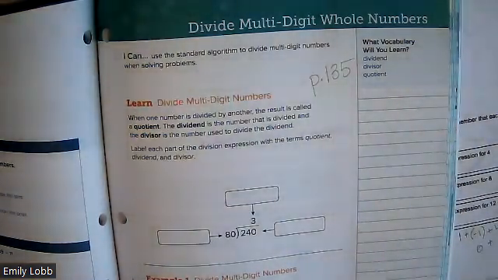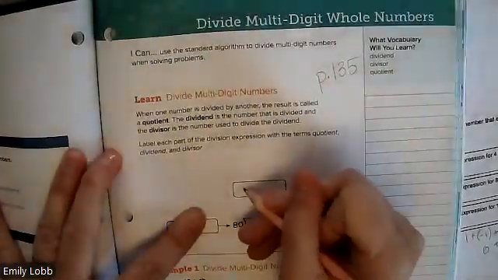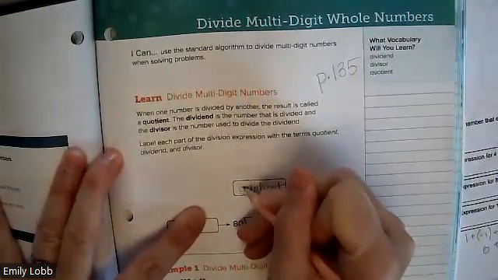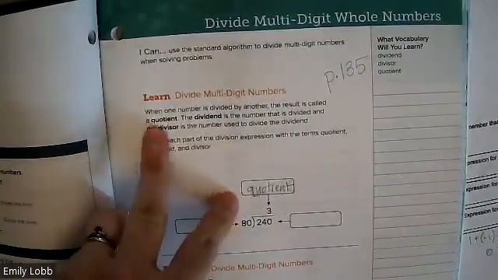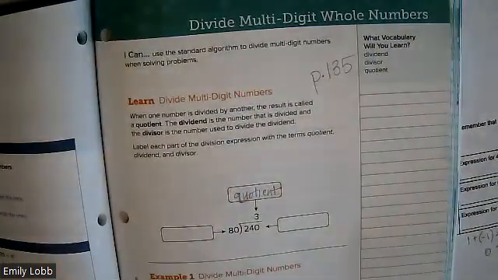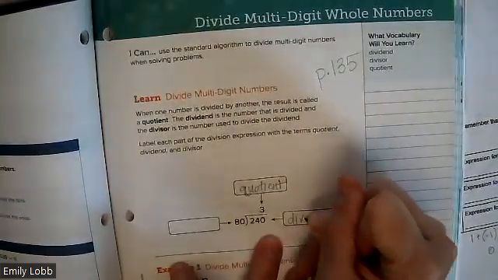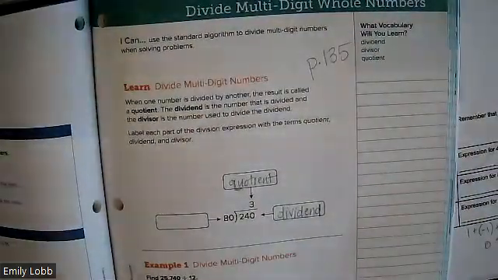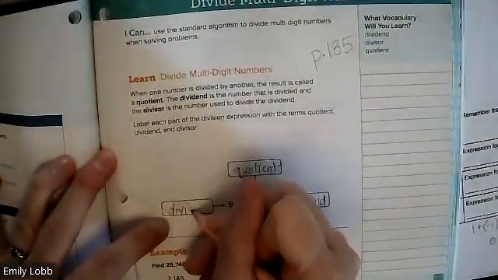Perfect. All right. So when one number is divided by another, the result is called a quotient. So our result up here is a quotient. The word is right on your paper if it's easier for you to copy down from here. The dividend is the number that is divided. So this 240 here is the dividend. And the divisor is the number used to divide the dividend. Divisor.